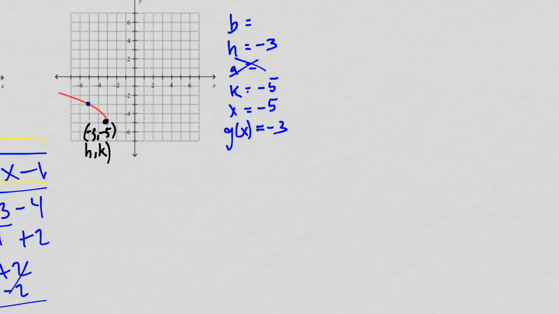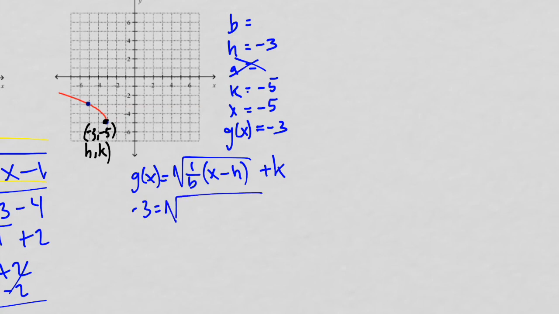All right, so we're going to plug all of that into my general form, which looks like this. G of x equals, no A, right? Don't worry about A. The square root of 1 over B times x minus h and then plus k. This is a square root function, so there's no need to write the number here. In the last one, we had to put the 3 because it's a cube root. This is a square root, so no need to write it. Let's plug in everything. G of x is negative 3, times the square root of 1 over b times x minus h, negative 5 minus negative 3, so plus 3. And then plus k, which is minus 5.